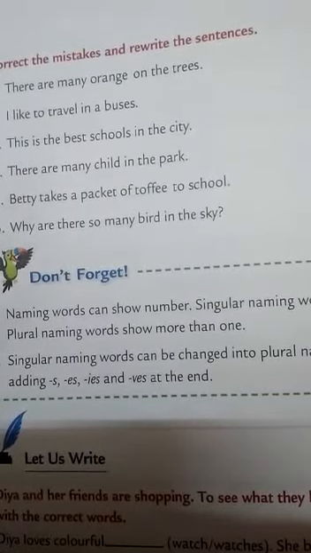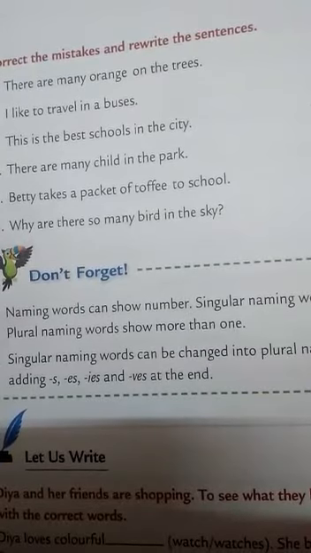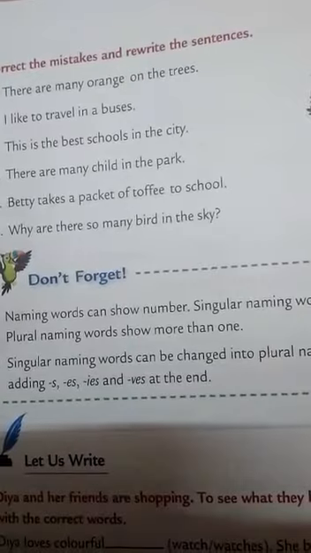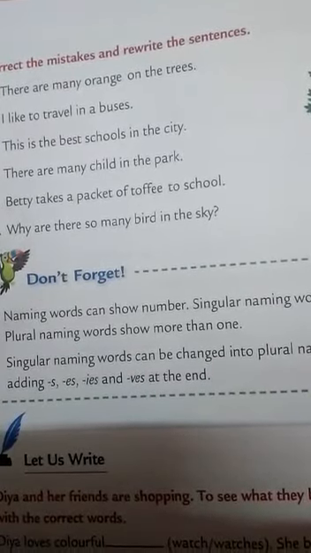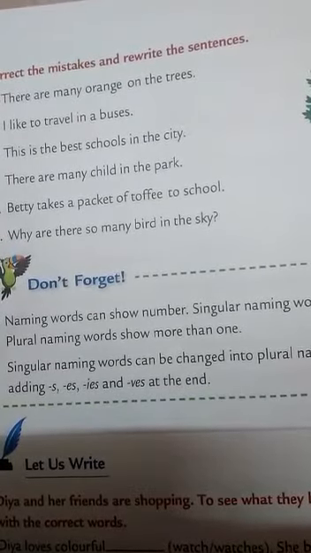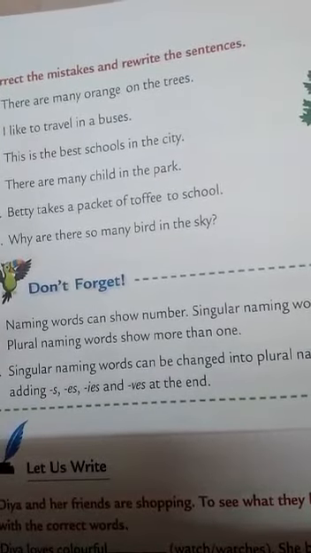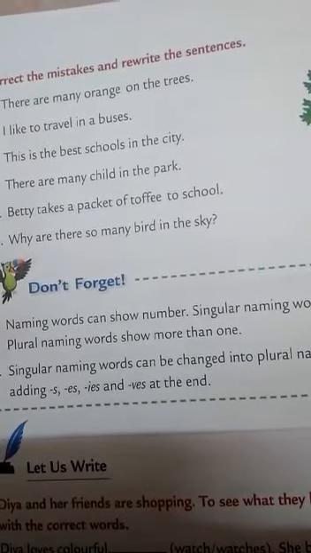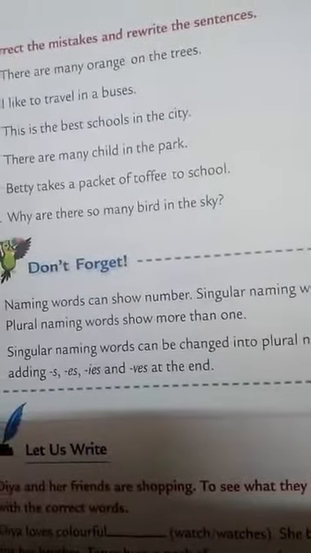Next, Betty takes a packet of toffee to school. The plural of toffee is toffees, and the packet contains many toffees. So the correct sentence is Betty takes a packet of toffees to school. Next, why are there so many bird in the sky? As you know, many means more than one. So the plural of bird is birds. Why are there so many birds in the sky?